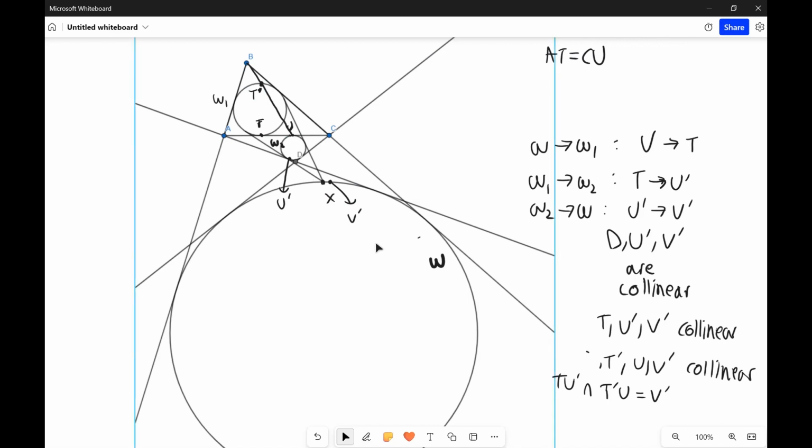However, because X is the intersection of the external tangents, X must be this point. Therefore, X must equal V prime, and V prime clearly lies on omega by definition because V is the bottom point of omega, and therefore X lies on omega, and we have solved the problem. The main technique that we used to solve this video was the power of using homotheties and their compositions to end up getting this result.